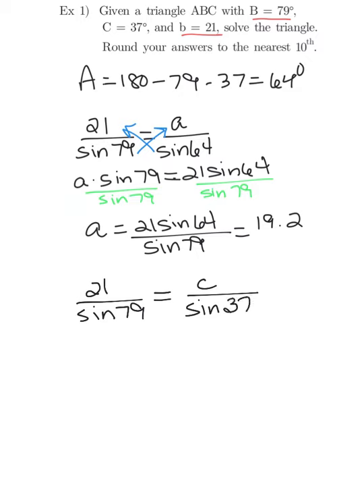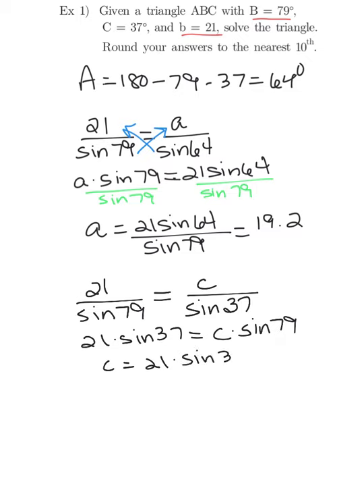Cross multiply, you're going to have 21 times the sine of 37 equals C times the sine of 79. This time we have to divide by that sine of 79. So C will equal 21 times the sine of 37 over the sine of 79. If you work that on your calculator and round to the tenth, you should get 12.9.